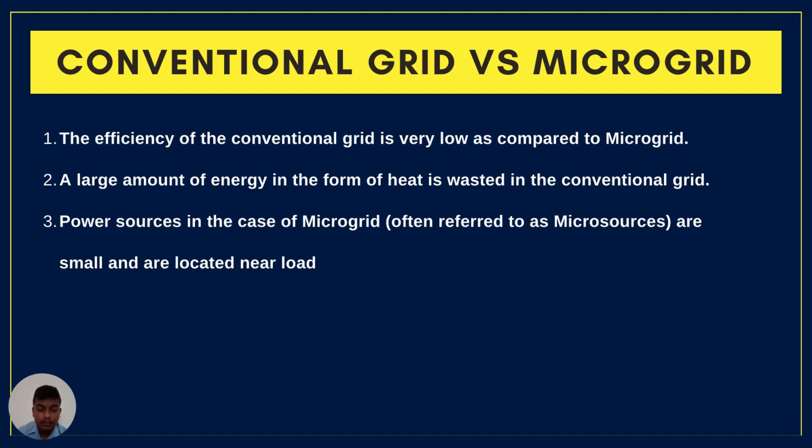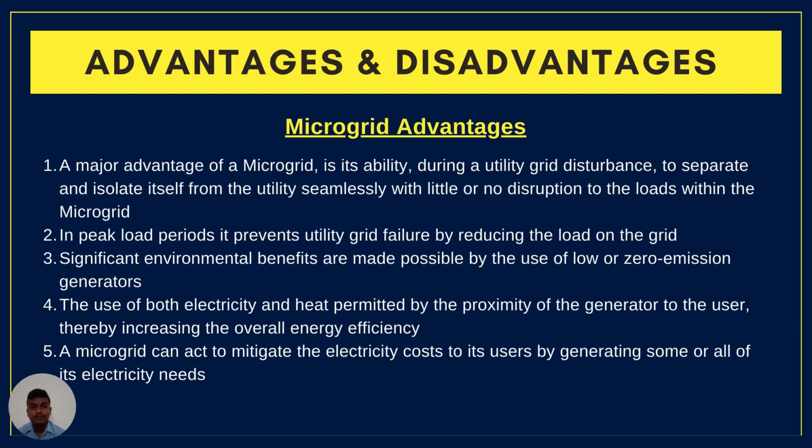Also, the reliability of the microgrid is medium compared to the conventional grid, whose reliability is very low. Renewable integration is possible in the microgrid, but in the conventional grid it is possible only with a lot of difficulty, and it is not economical. These are the major differences between the conventional grid and a microgrid. Let's move on to the next slide.